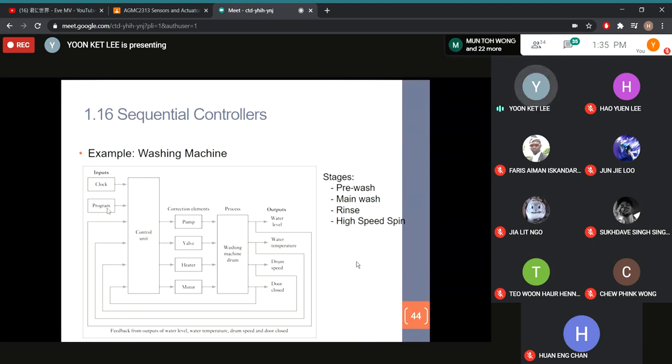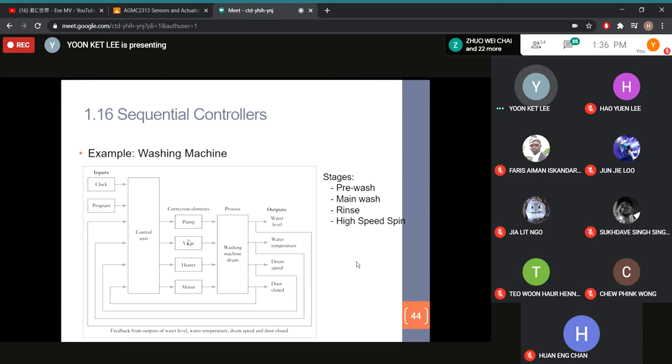The second is the program: maybe you want a sport wash, normal wash, woolen fabric wash, or whatever wash. There are a lot of different types of wash in the washing machine, so you can select any one. You give the input and then the control unit, which could be a microprocessor or PLC. No, normally it will not be a PLC; it's a microprocessor. The microprocessor will control the pump and the valve.